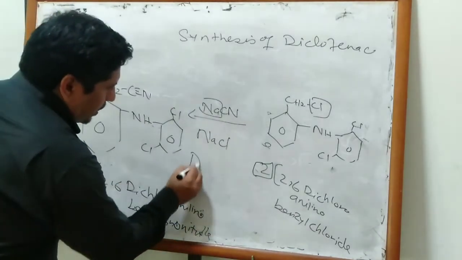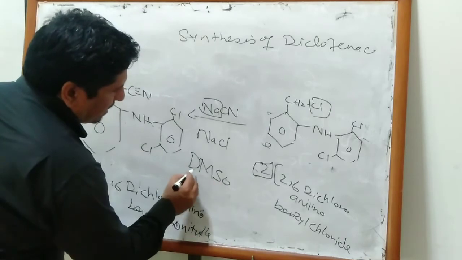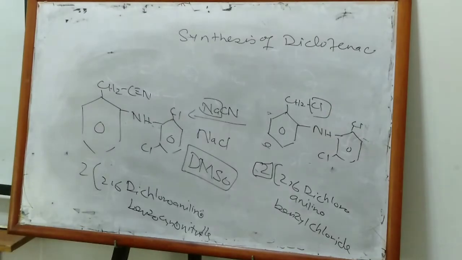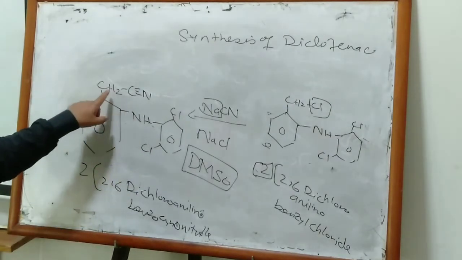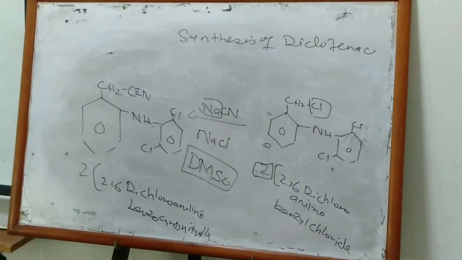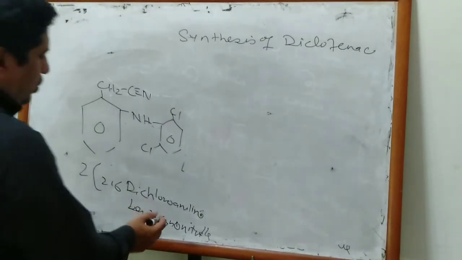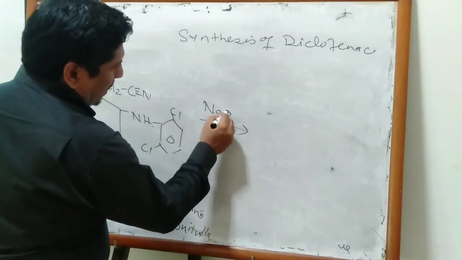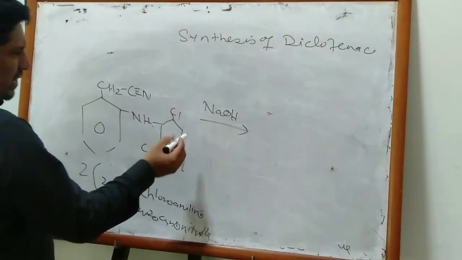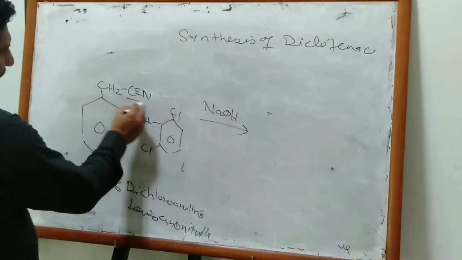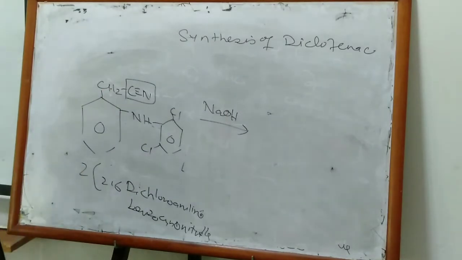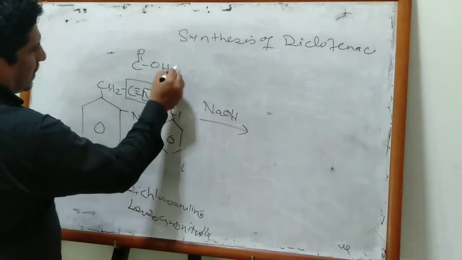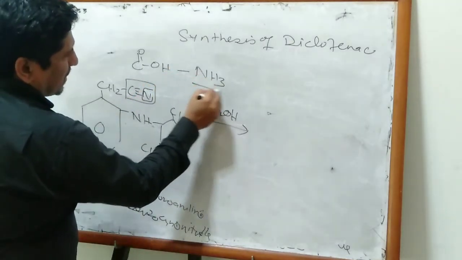That reaction occurs in the presence of DMSO, dimethyl sulfoxide, which acts as a catalyst, and CN will get attached to the CH2 and sodium chloride will be removed as a byproduct. When 2,6-dichloroanilino benzyl cyanide undergoes acid or base hydrolysis, that cyano group will be converted into a C=O, OH, and nitrogen will be converted into ammonia, and that will be removed as a byproduct.